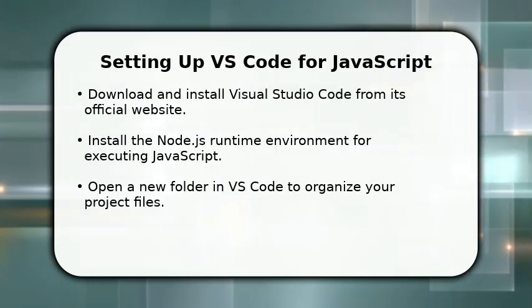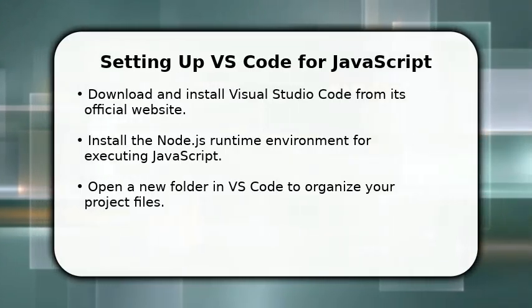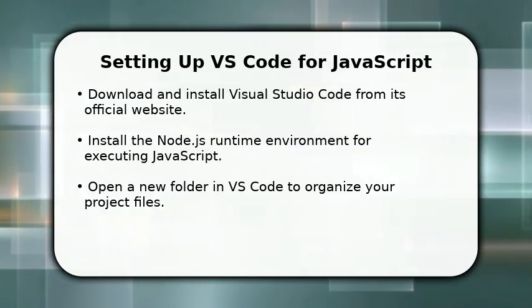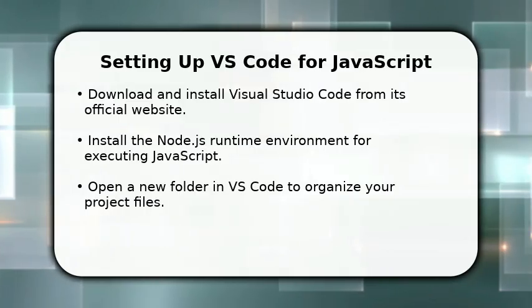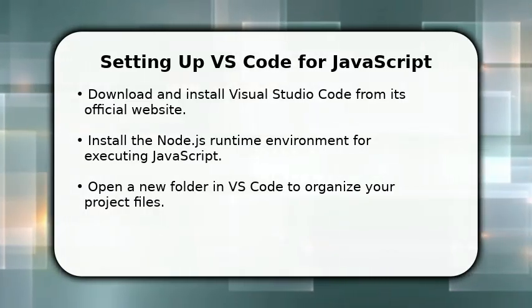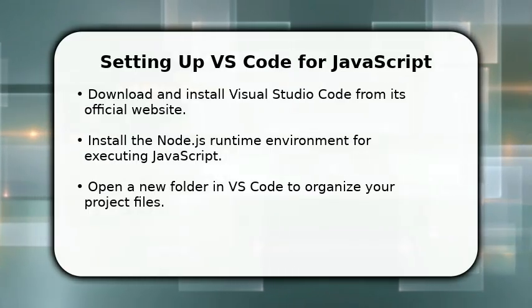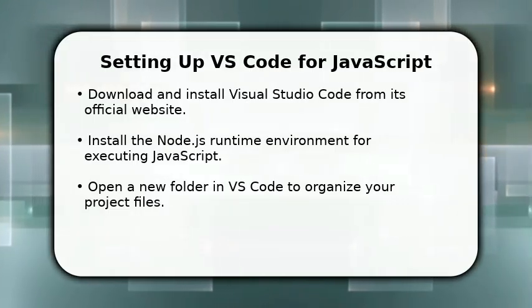In this video, I will explain how to learn JavaScript in Visual Studio Code. First, download and install Visual Studio Code from its official website. Next, install Node.js, which is essential for running JavaScript outside a browser. Open a new folder in VS Code to keep your projects organized. Finally, create a new file and save it with a .js extension, like app.js, to begin coding.